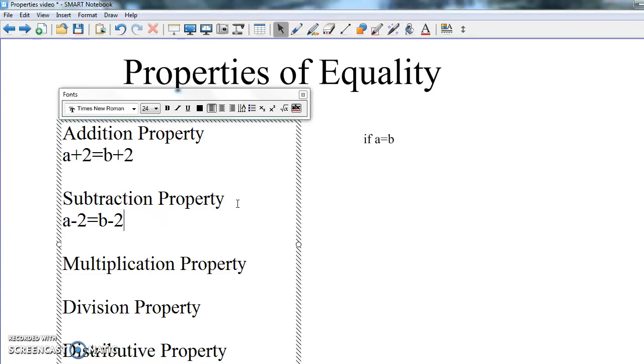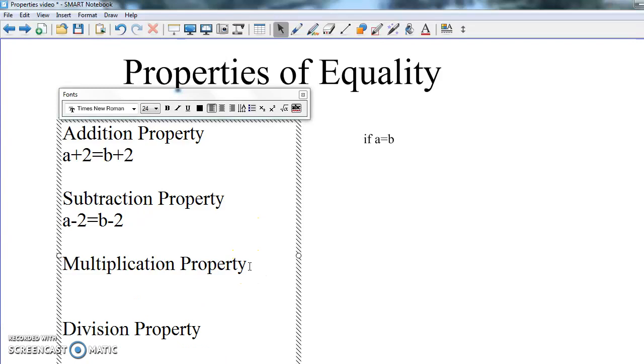And just like before, and with all of these, it doesn't have to be numerical numbers. It could be variables as well, as long as what you're doing, whether it's adding, subtracting, multiplying, or dividing, is the same thing to both sides. So multiplication property, I could do A times 2 equals B times 2. The division property, I could do A divided by 2 equals B divided by 2.